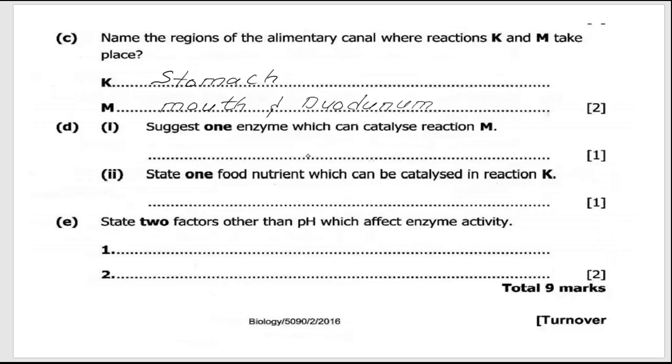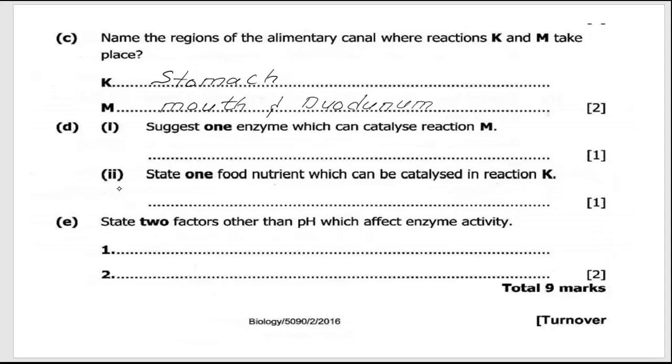That is where you can find the reaction M, which is alkaline, and the stomach is acidic. That is where you can find a reaction K. Okay, so that is straightforward and simple.